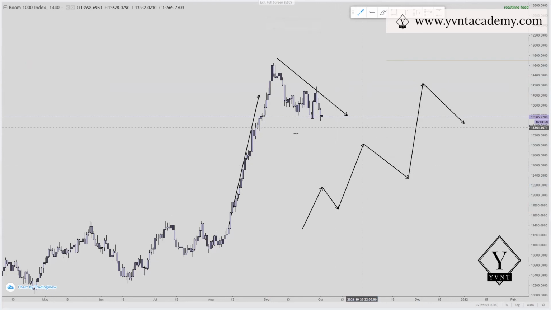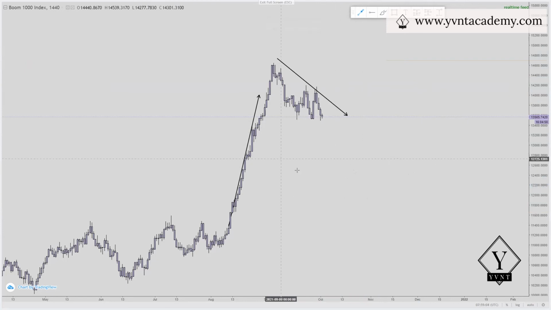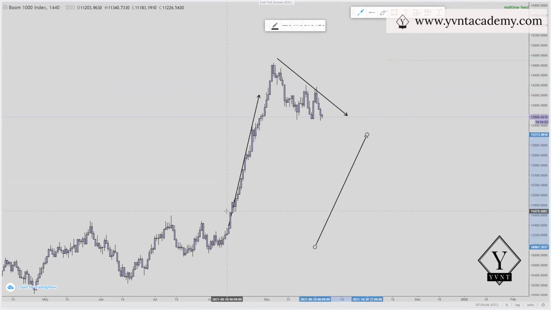So at this state, looking at the structure in front of me, we all can see that the market was in an impulsive phase for quite some time, almost a month, or 2 weeks. Now we're currently in a correction phase, right?